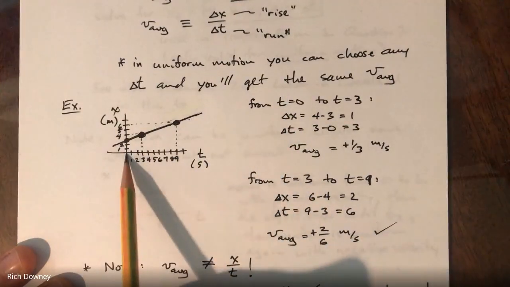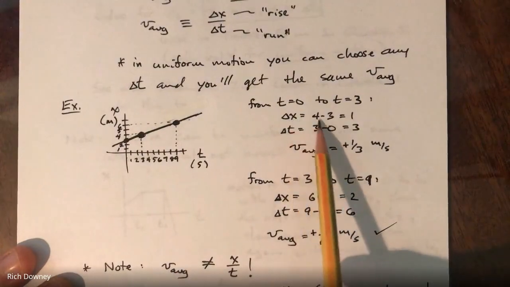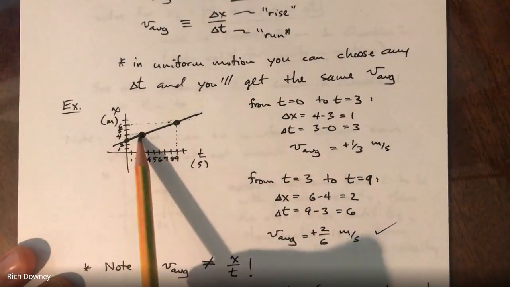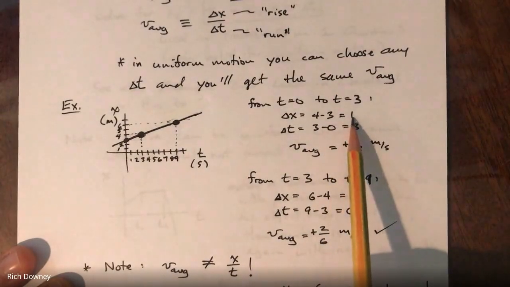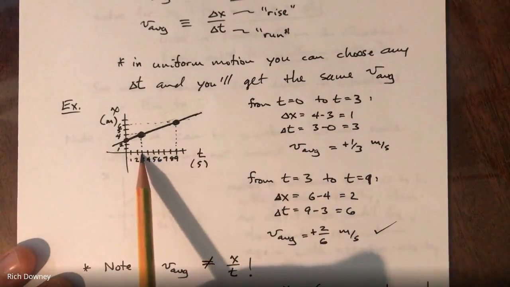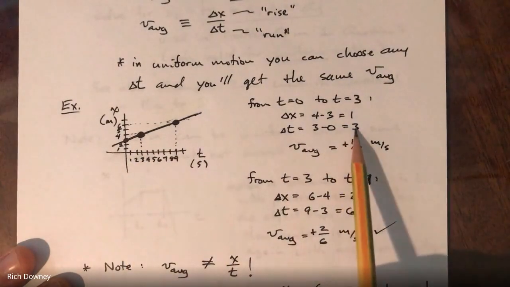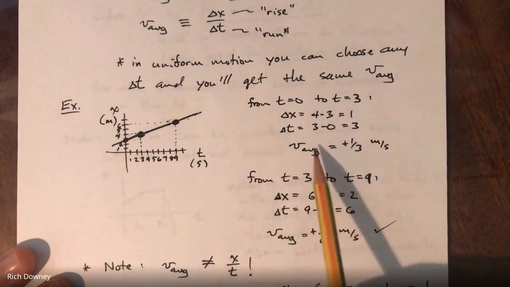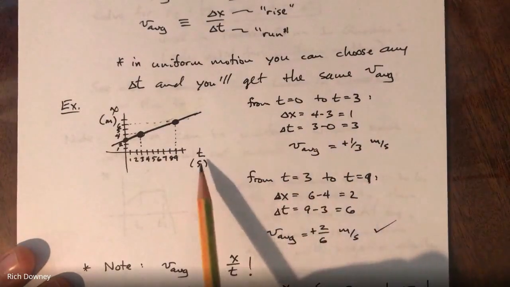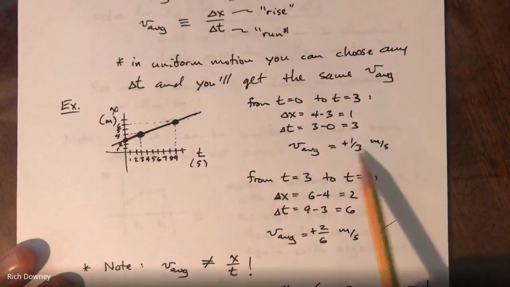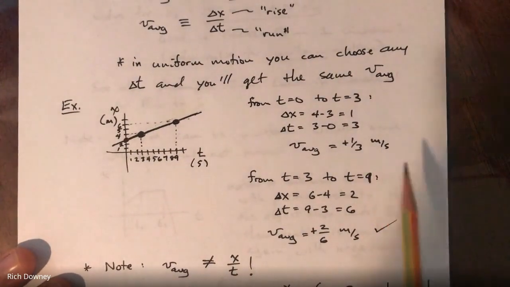And if we look at an interval of time 0 to time 3, the change in x here is 4, the final x, minus 3, the initial x. That difference is 1. And then the delta t is 3, the final t, minus 0, the initial t. And that difference is 3. And so our v average would be delta x over delta t, which is 1/3. And if we have meters and seconds as our units, the average velocity is 1/3 of a meter per second.